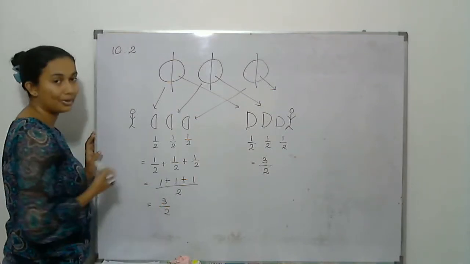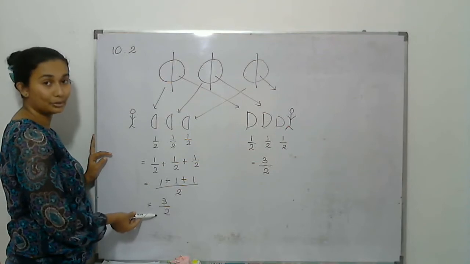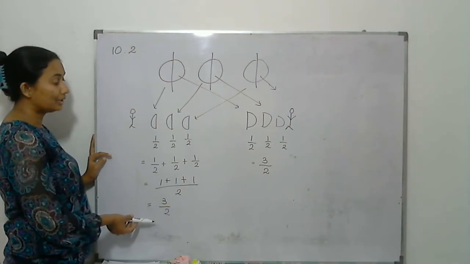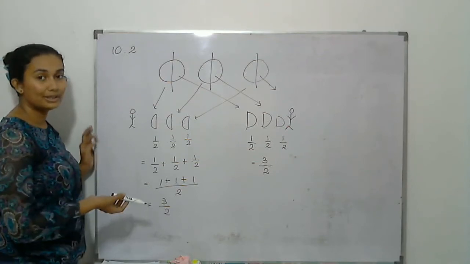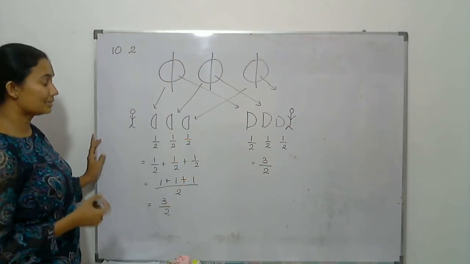This is an improper fraction. The numerator is greater than the denominator. Clear? Now I told you there's a relationship between improper fractions and mixed numbers.